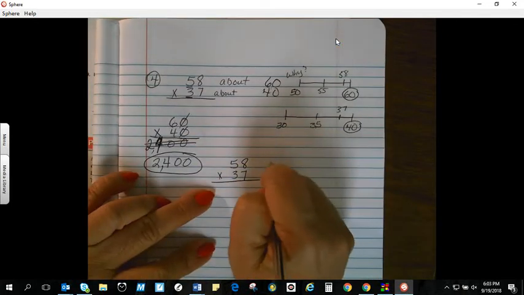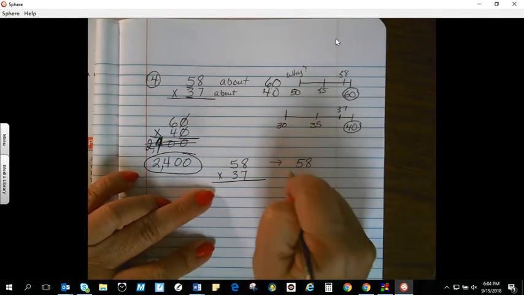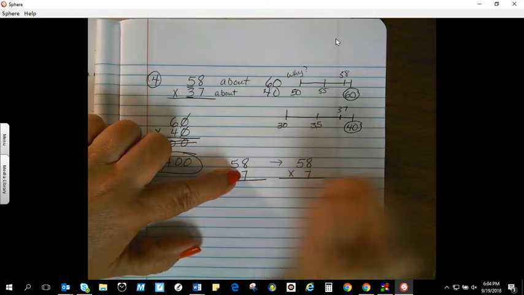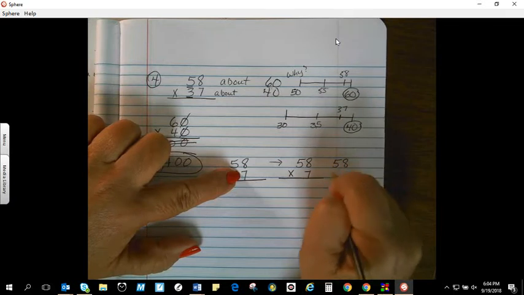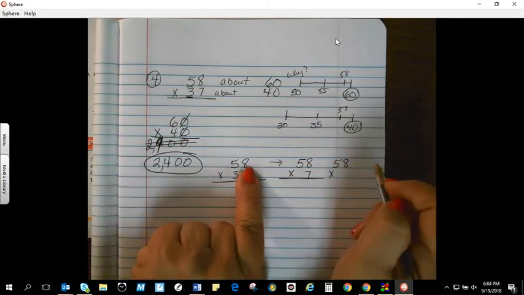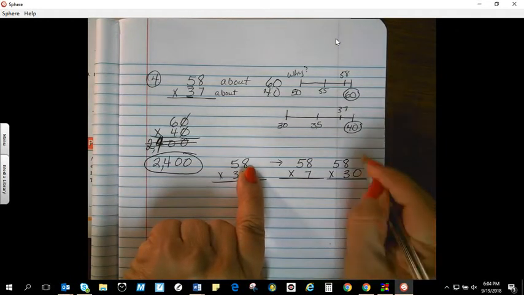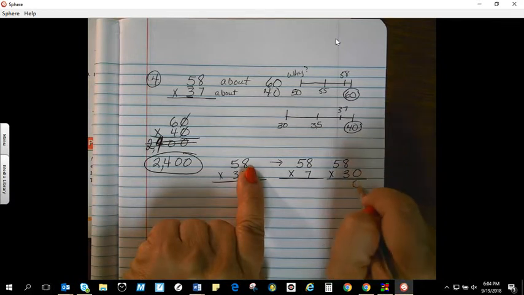And I'm going to move this up. I'm going to bring out my 58 times what's in my ones place, 7. And then I'm going to do 58 times what's in my tens place, 3, 30. I have 3 tens there, and that's 30. Bringing out my 0 here, because anything multiplied by 0 is 0.